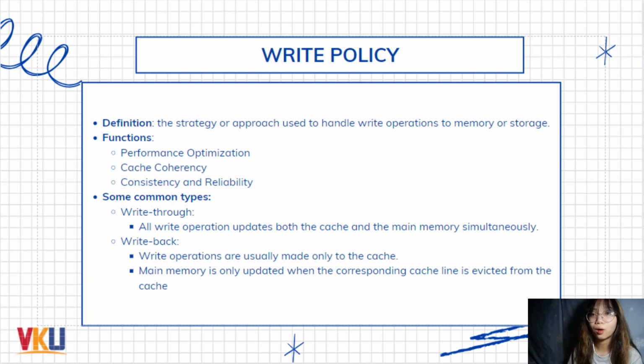Write-through means all the write operations update both the cache and the main memory simultaneously, while in write-back, the write operations are usually made only to the cache, and the memory is only updated when the corresponding cache line is evicted from the cache. So the write-through will ensure consistent information between the cache and the main memory, but takes up a lot of the system bus bandwidth and processing time, while the write-back takes up less system bus bandwidth and processing time.